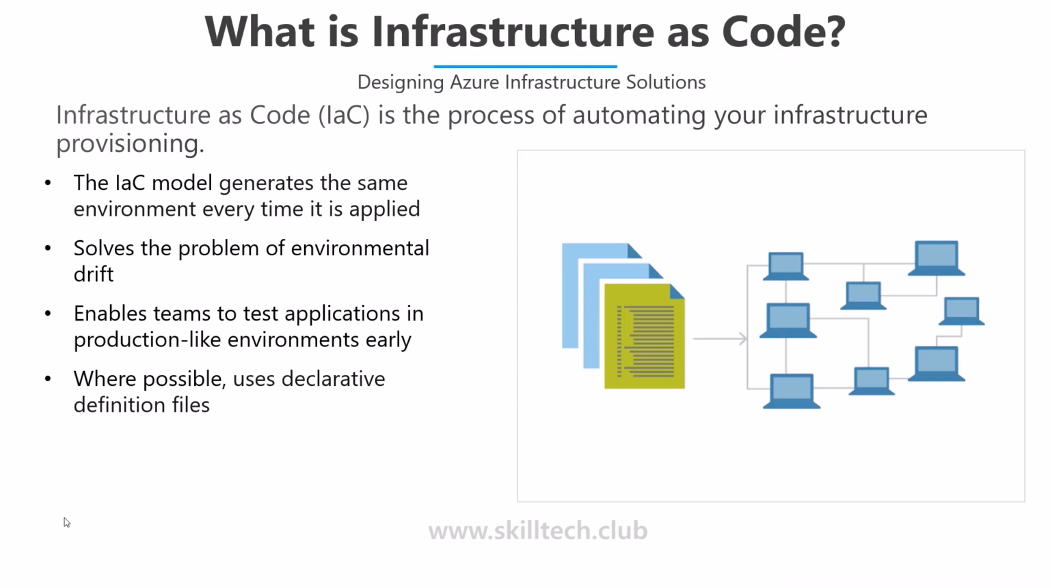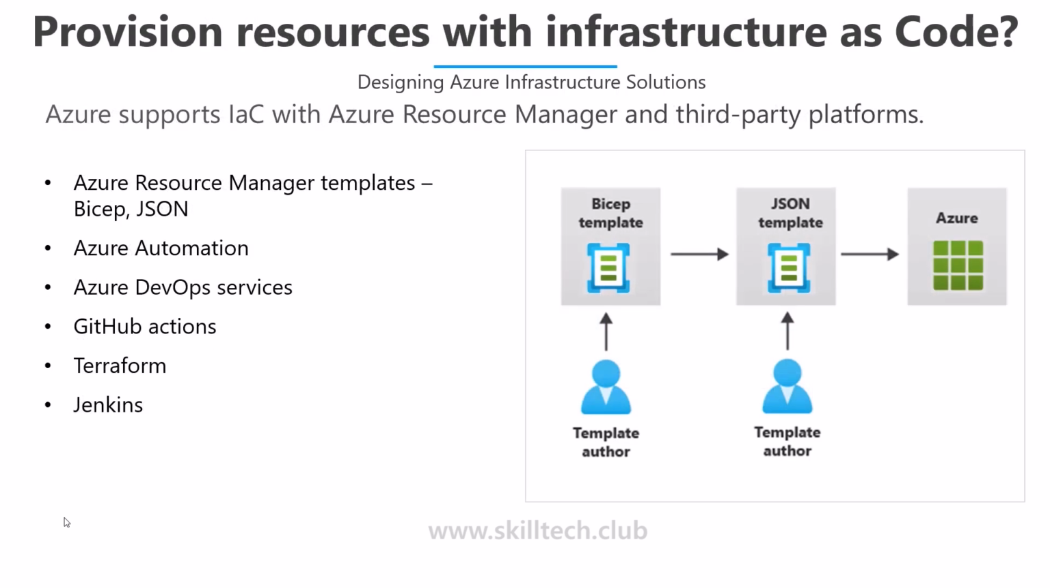This IaC model guarantees that the same environment is going to be deployed again and again, repeatedly, every time, without any human errors and with automation. This solves the problem of environmental drift. It enables teams to test applications in production-like environments early, the staging and the dev environment. Wherever possible, declarative definition files are going to be available, and then you can customize and change them accordingly. When we focus on infrastructure as code, the first thing that comes to mind is Azure Resource Manager templates.